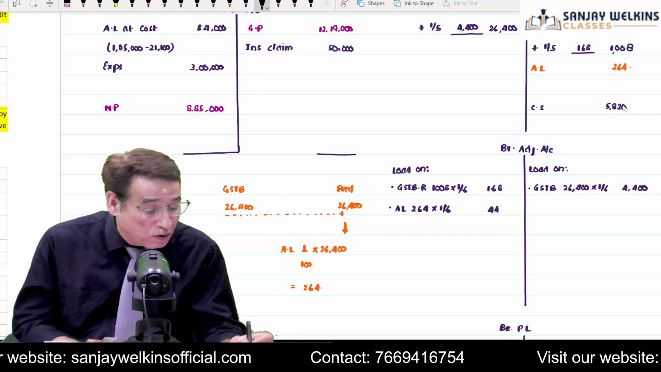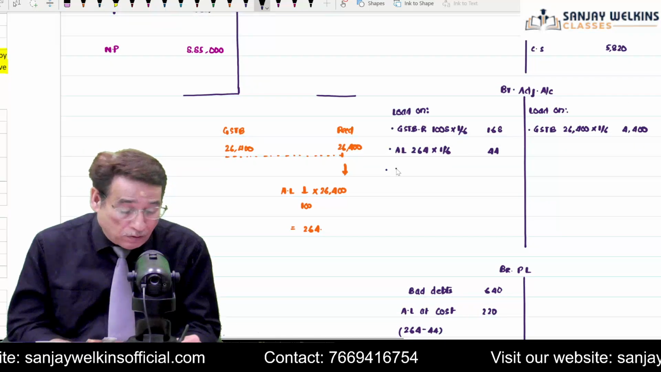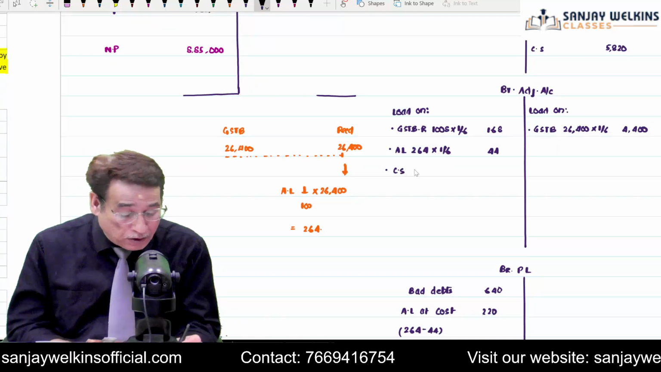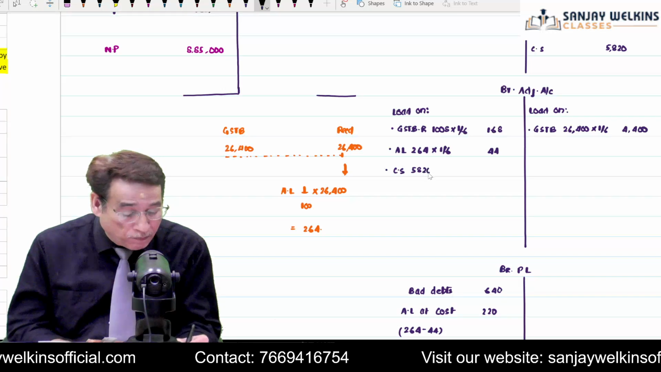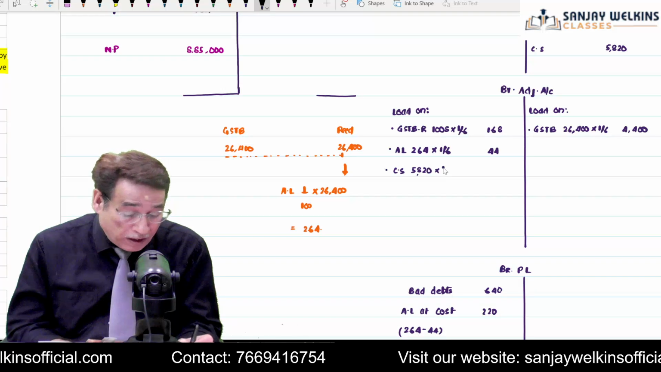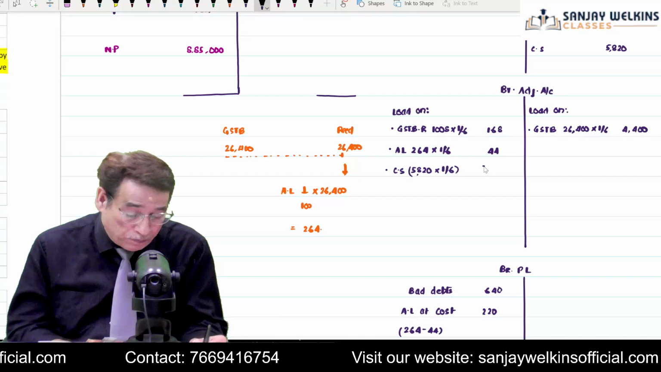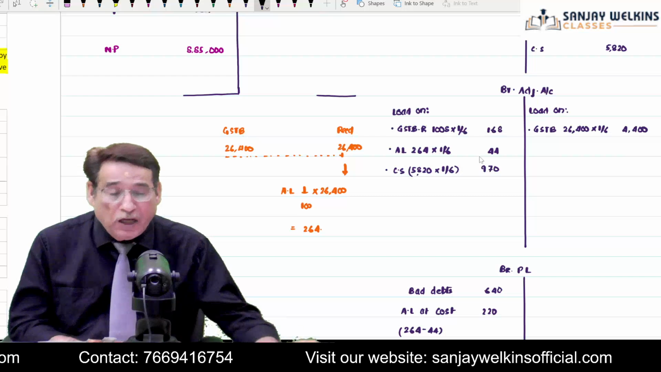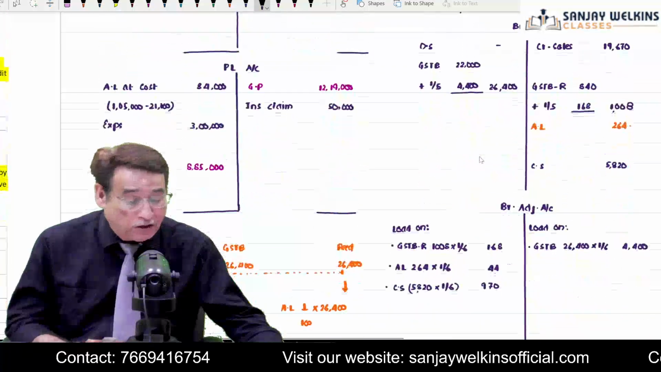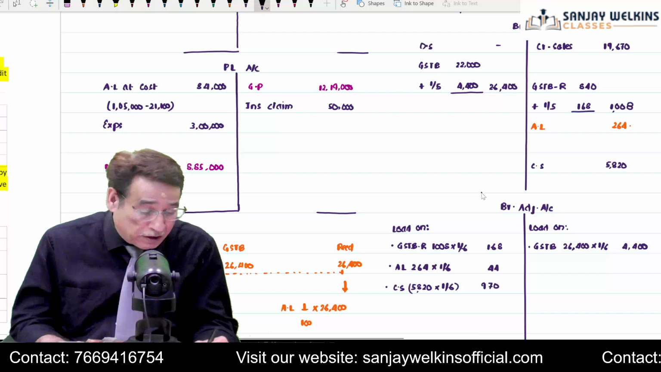5820. This is given to you at invoice price. So we will write here load on closing stock 5820 into 1 by 6. The loading portion will be 970. So now we have incorporated the entire information which is given to us. Now we are going to tally it out.